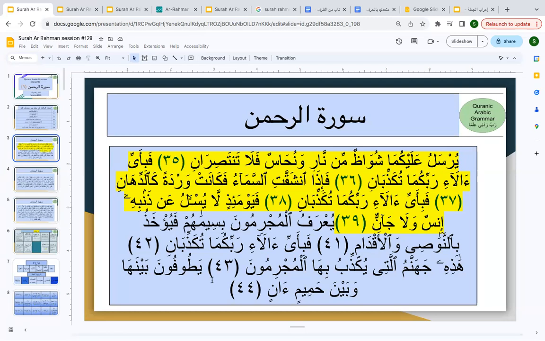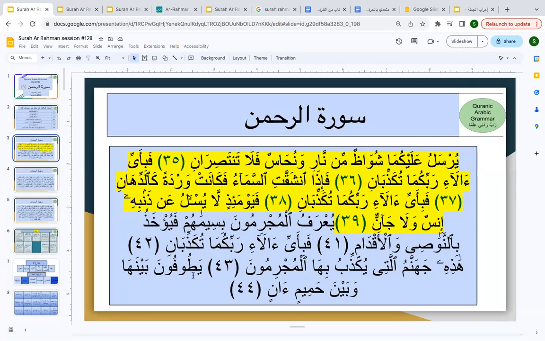Okay, this sentence is giving you a picture of criminals. How will you see criminals on the day of judgment? Since it is answering the question how, you label the entire sentence as hal of either al-mujrimuna, or, if you think about it, how will you see Jahannam? You will see that the criminals will be circulating between it and boiling water. It can be jumla halia for Jahannam as well.